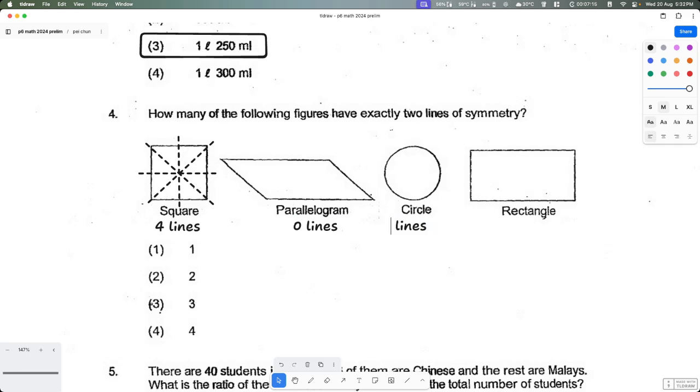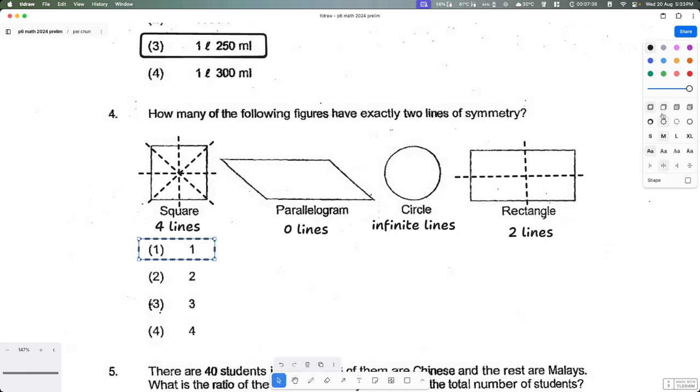Is that infinite? Infinite, right? The circle has a lot. Okay. Rectangle. Rectangle has only one, and then the other one is two. That's it. So for this, let me just put rectangle a bit on top. So rectangle has two lines. So therefore, there's only one that has exactly two lines of symmetry.